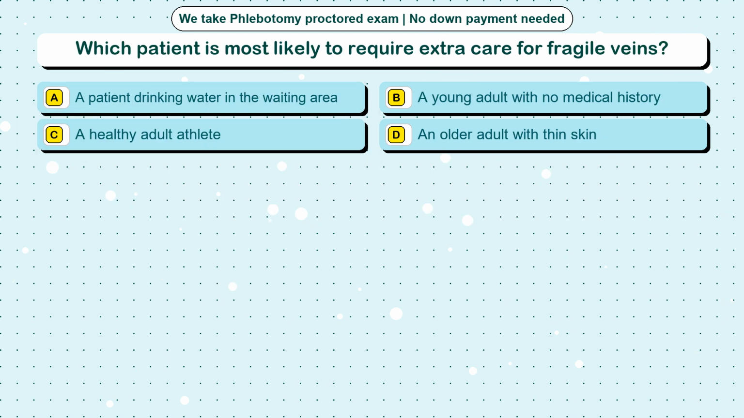Question 3. Which patient is most likely to require extra care for fragile veins? Option A. A patient drinking water in the waiting area. Option B. A young adult with no medical history. Option C. A healthy adult athlete. Option D. An older adult with thin skin.